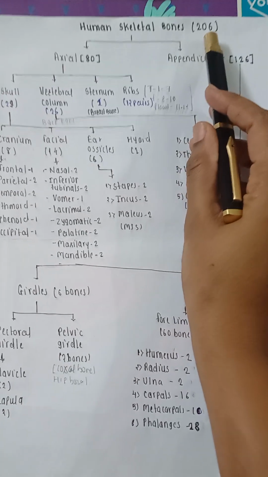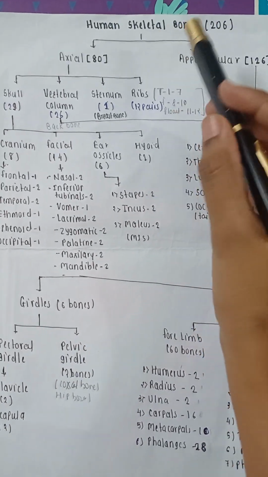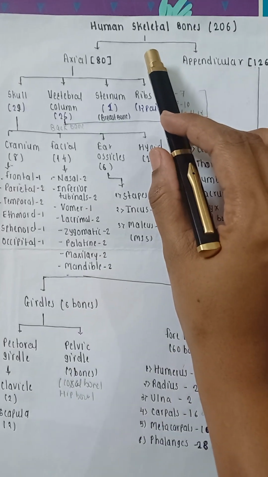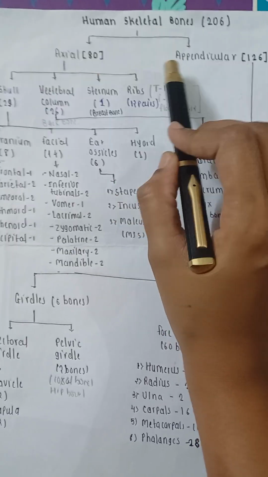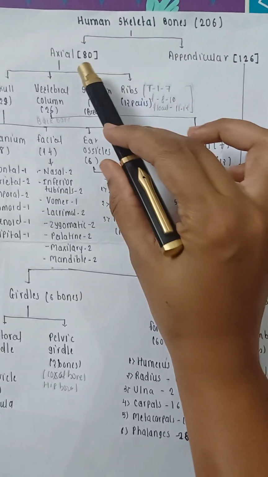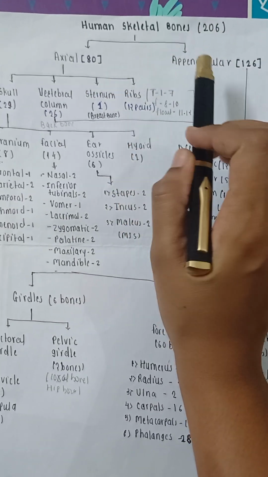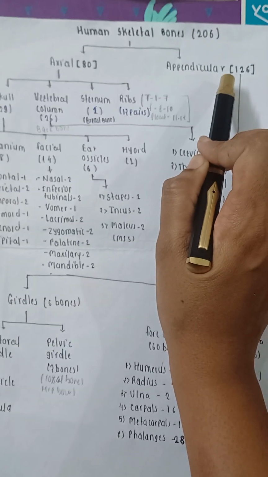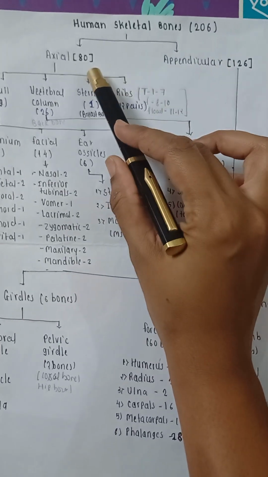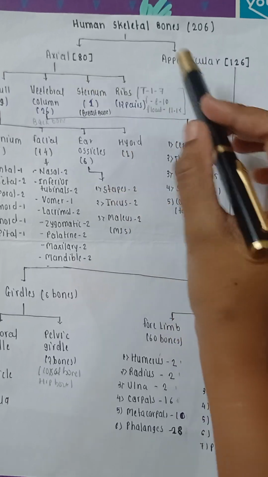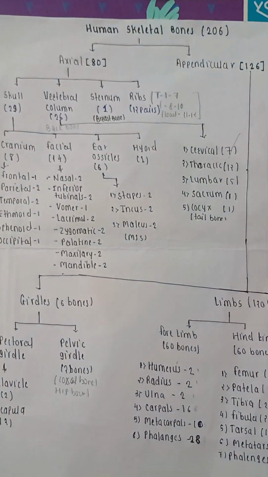There are 206 bones present in the human body, which are classified into two parts. First is the axial and second one is the appendicular. Axial consists of 80 bones and appendicular consists of 126 bones. Axial is the central axis and appendicular consists of the girdle and limb part.